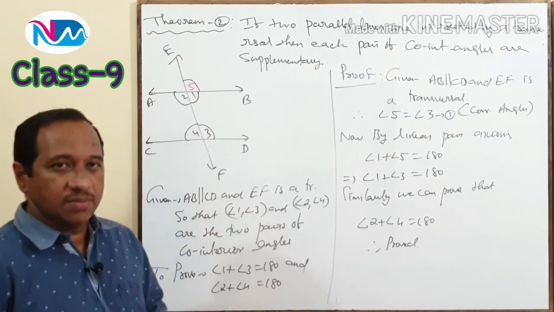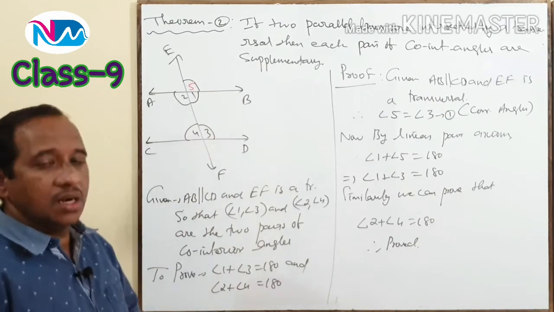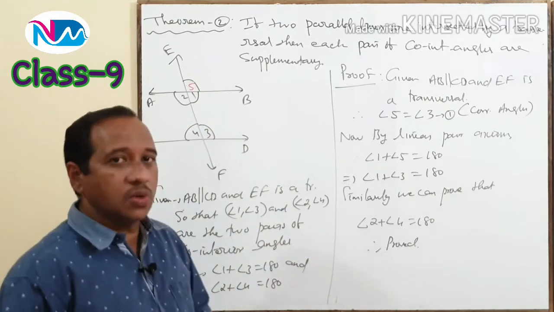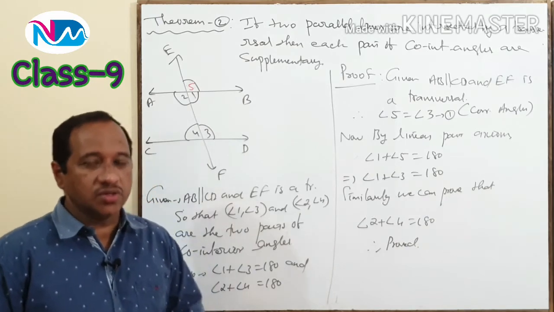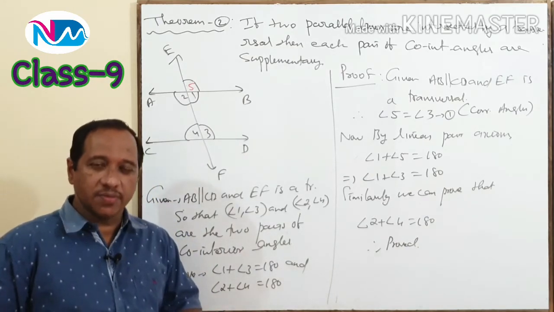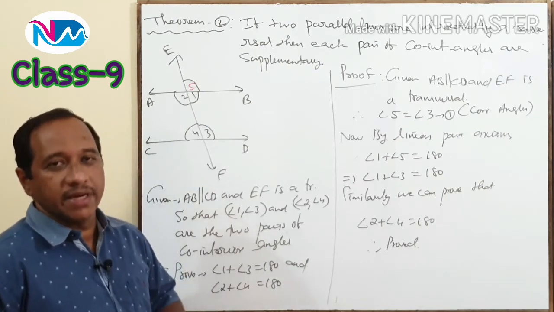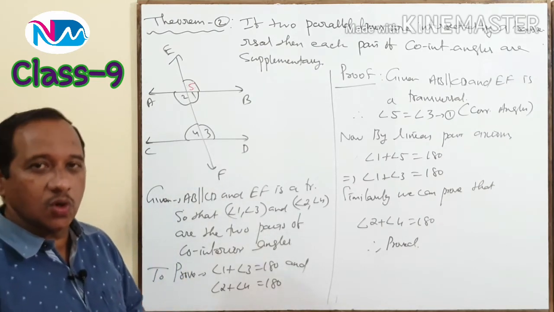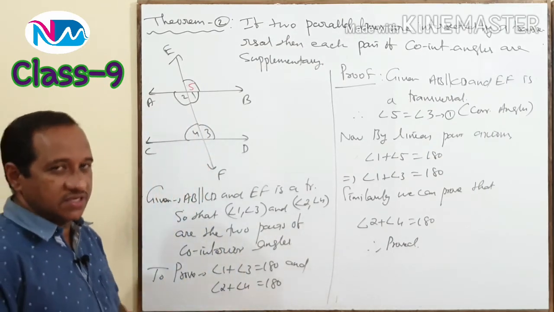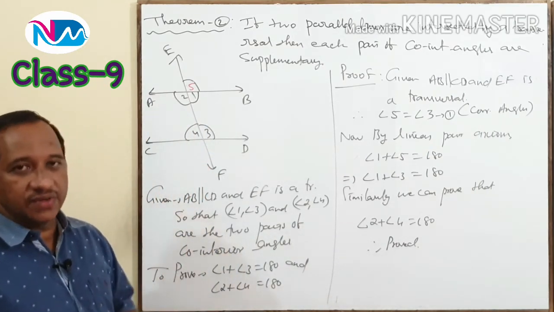Now look at theorem 2. If two parallel lines are intersected by a transversal, then each pair of co-interior angles are supplementary. Already we know that if two parallel lines are intersected by a transversal, then the pairs of co-interior angles or allied angles are supplementary. Here we are going to prove it. For that we need a figure.